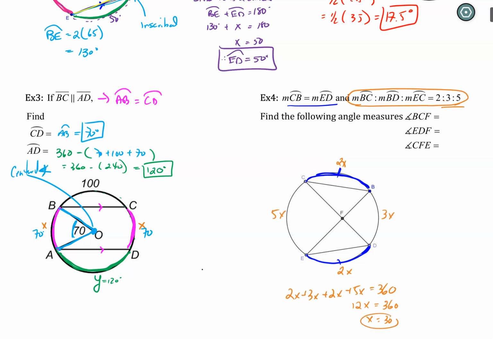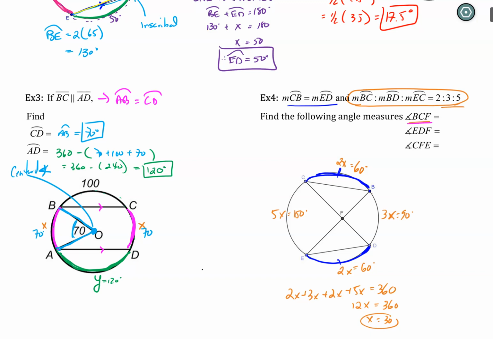So now I can go back and replace each of these. So if x is 30, 2x would make this length 60. 3x makes 3 times 30, so that's going to make this arc 90 degrees. Again, we just did this one, that's 60 degrees. And then 5x is going to equal 150 degrees here. All right, so I now have each of those arc measures, which is going to allow me now to go and find each of these angles.